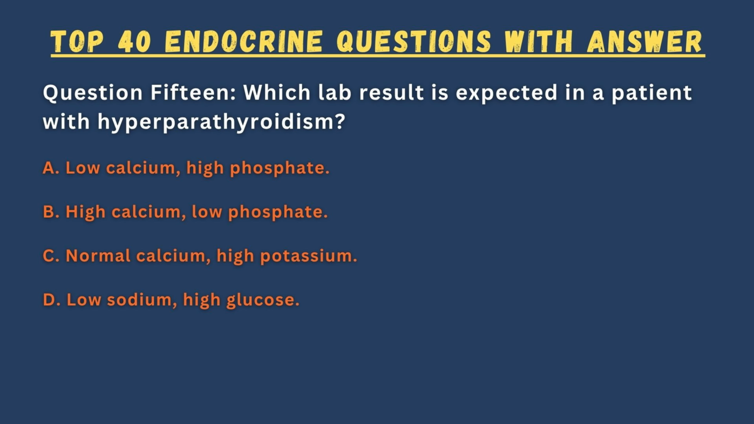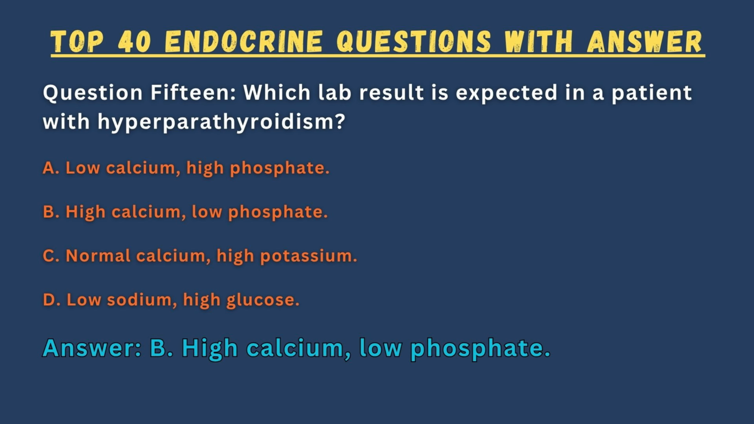Question 15. Which lab result is expected in a patient with hyperparathyroidism? A. Low calcium, high phosphate. B. High calcium, low phosphate. C. Normal calcium, high potassium. D. Low sodium, high glucose. Answer: B. High calcium, low phosphate.